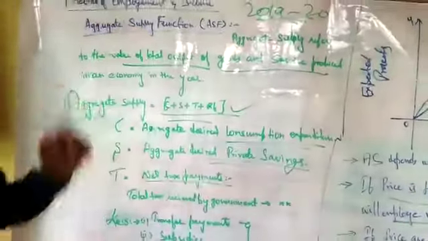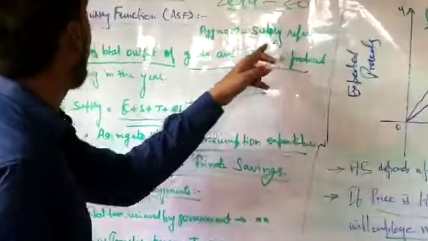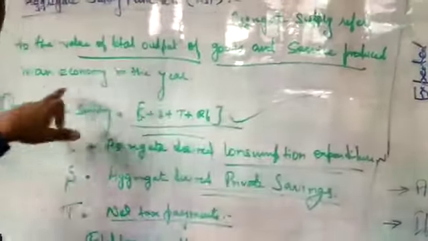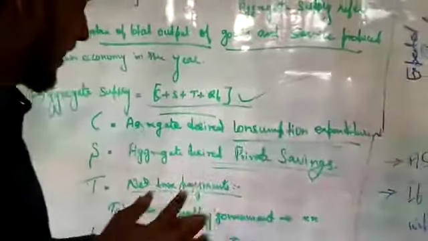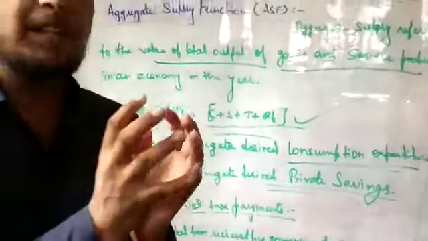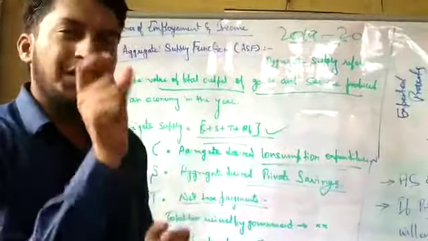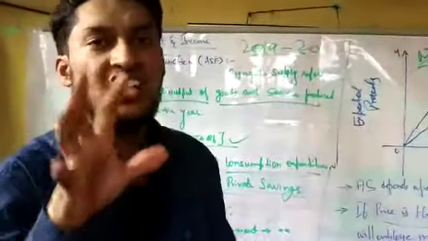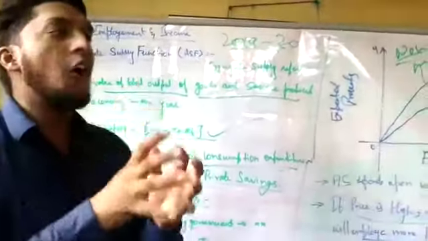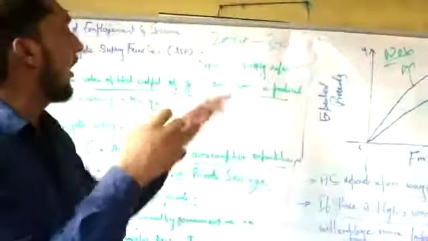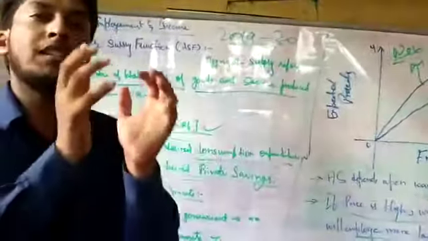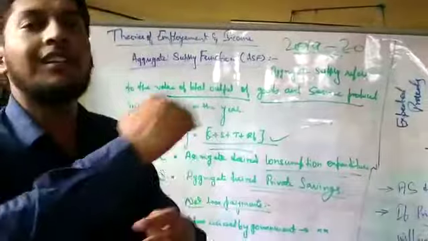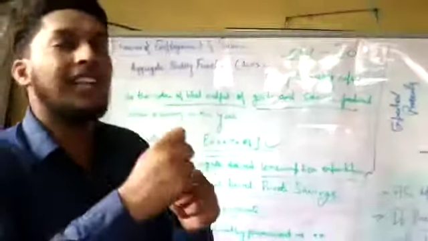Let's see what is the meaning of aggregate supply function. Aggregate supply refers to the value of our total output of goods and services produced in an economy in a year. It is nothing but how much a manufacturing company produces in a particular year. For example, the Apple iPhone: how much they are producing in a year, say how many phones they produced in 2019 and 20. That value is what affects the economy, and we will see how.